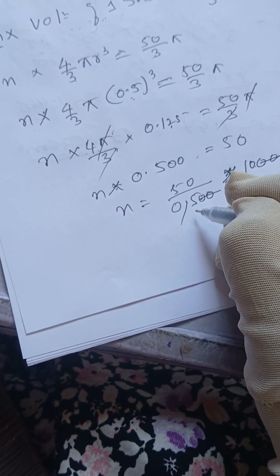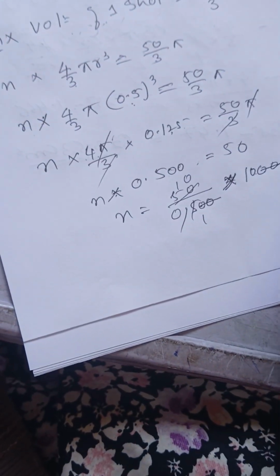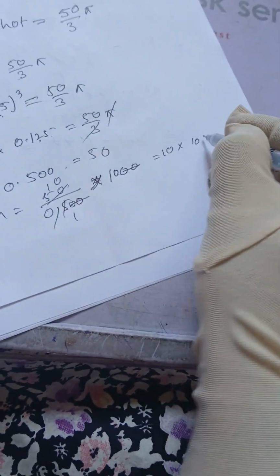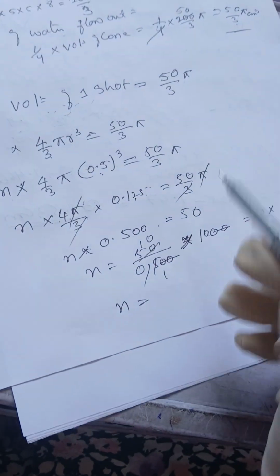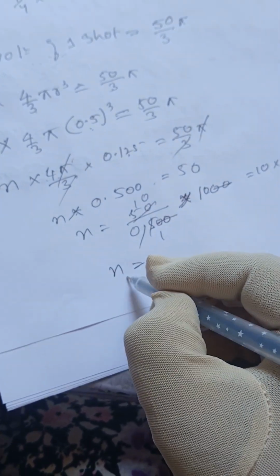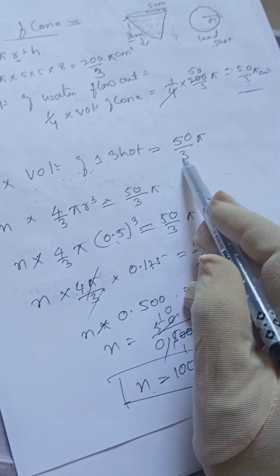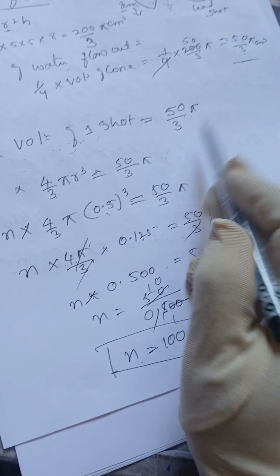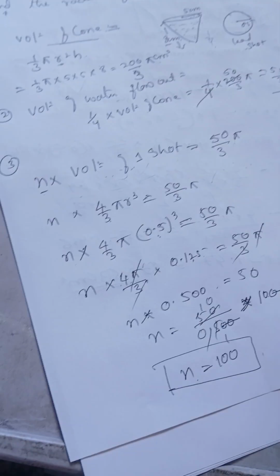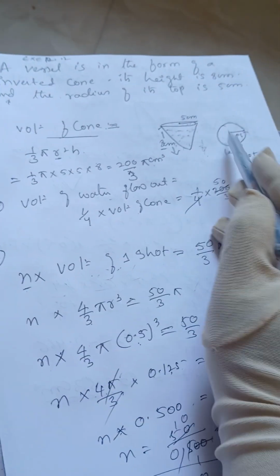Then we will get 5 ones are 5, 5 twos are 10. 10 into 10, how much will be 10 into 10? 100. So how many lead shot we have put, so that we get out the 50 by 3 pi volume of water outside the vessel? n equals 100 lead shot. If we put them inside, we get this much volume of water outside the vessel, 1/4 of water outside the vessel. So how many lead shot we put? We put 100 lead shot inside this vessel. Clear?